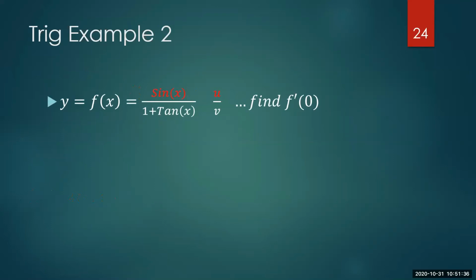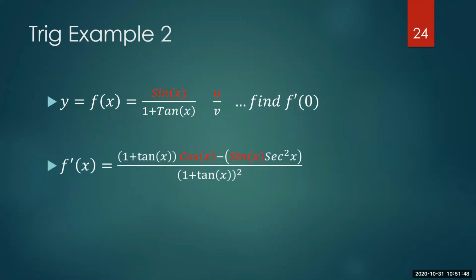So here's another example. If y is equal to sine of x all over 1 plus tan of x, find f dash of 0. Okay, so f dash of x from the quotient rule, so it's u over v, it's v squared under the line, and on the top line we've got v du/dx minus u dv/dx. So the v piece is 1 plus tan x. When you differentiate sine x, you get cos of x. So that's your v du piece. And then your u dv piece: sine of x is u, and when you differentiate 1 plus tan of x, you get sec squared of x.